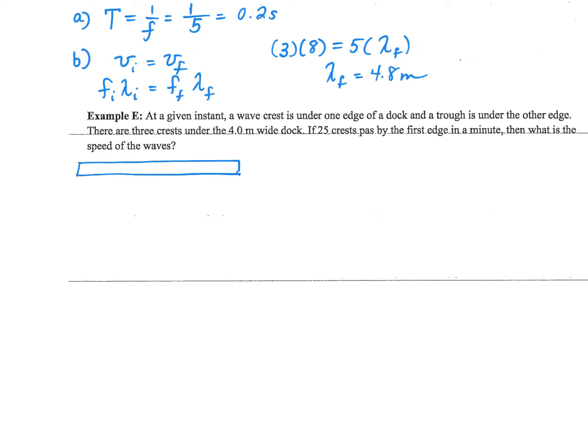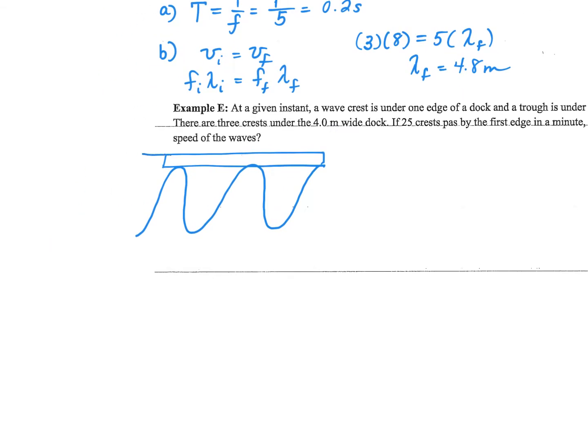All right, so crest, crest, crest. Okay, and trough is under the other edge of the dock. Okay, so hang on. I gotta make my dock a little bit longer here because there's my trough, right? So this goes with this, and this is the crest right here on the other end. And we have 3 crests. Nope. My picture's bad. Hang on. Let's do this the right way. We have 3 crests underneath the dock. I don't think this one counts because it's not completely under. All right, so let's try this again.